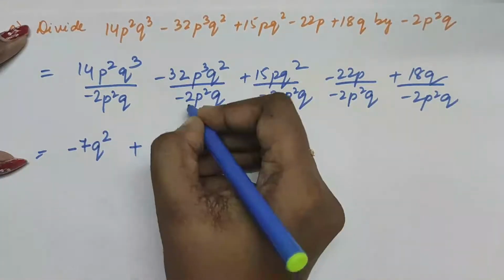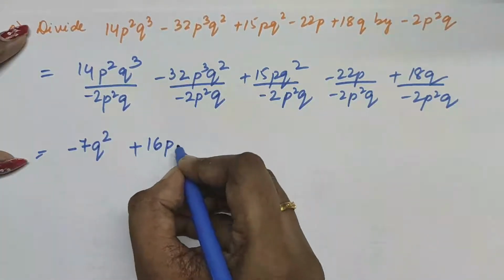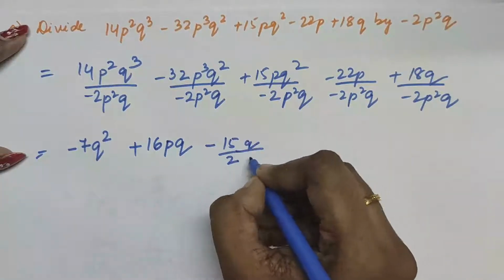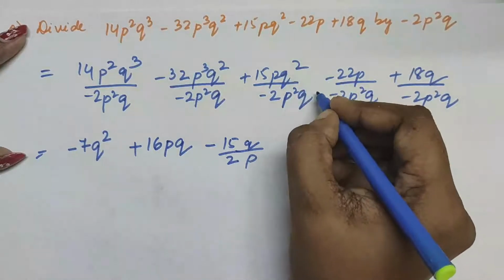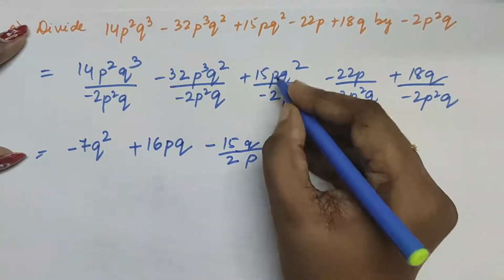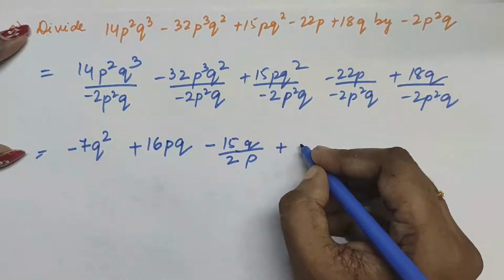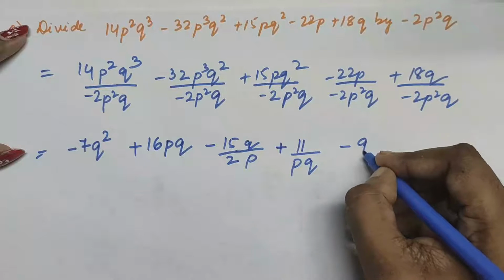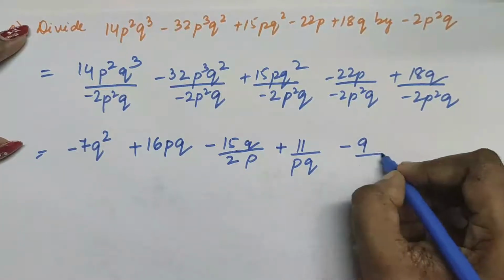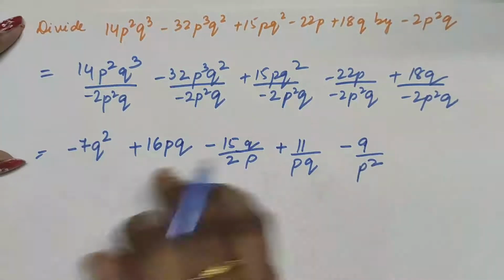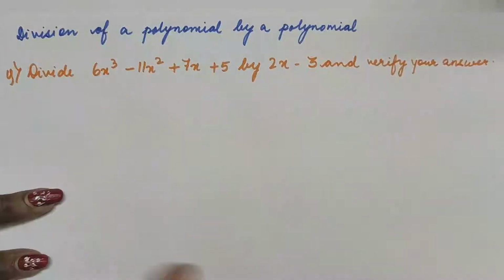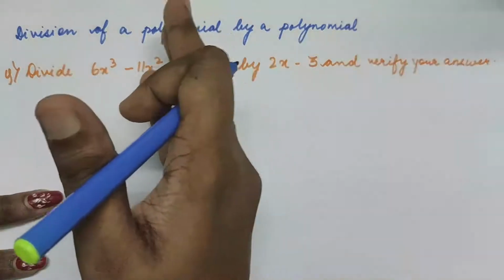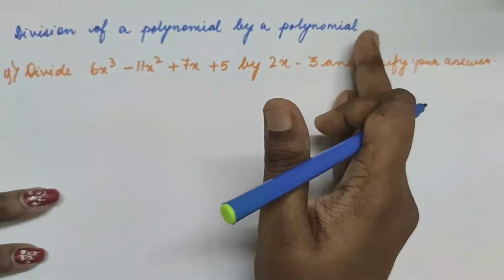Then minus minus plus 16p q minus 15 by 2 q by p, because q square minus 1 and p 2 minus 1, plus 11 pq minus 9 p square. So this becomes my answer. Now that was division of polynomial by monomial. Next is division of polynomial by a polynomial itself.